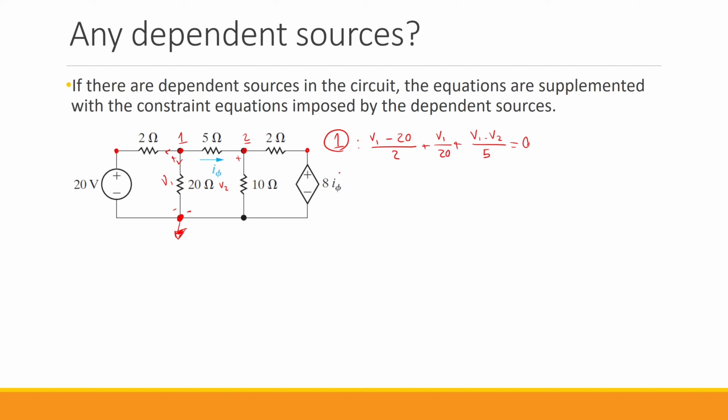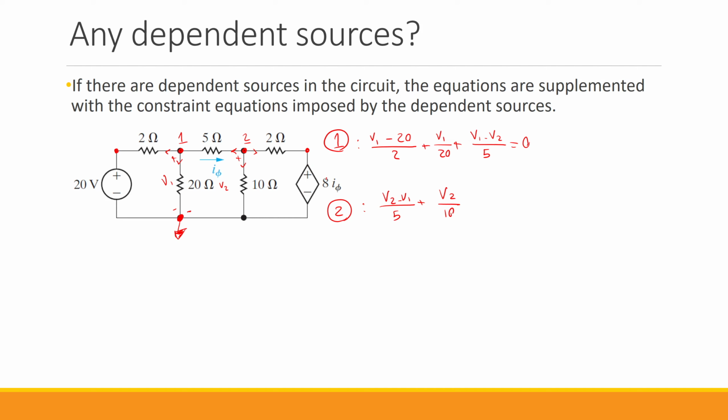Let's do the same for the second node too. For the second node, I want to write the current for this branch first. It will be V2 minus V1 over 5, plus V2 over 10. And finally, for this one, we want to write the current that goes through this 2 ohm based on the circuit variables that we have, V1 and V2.